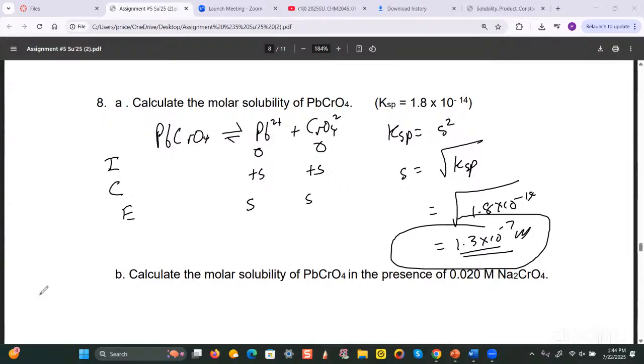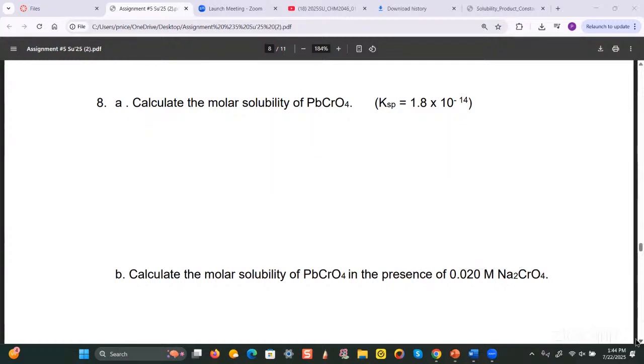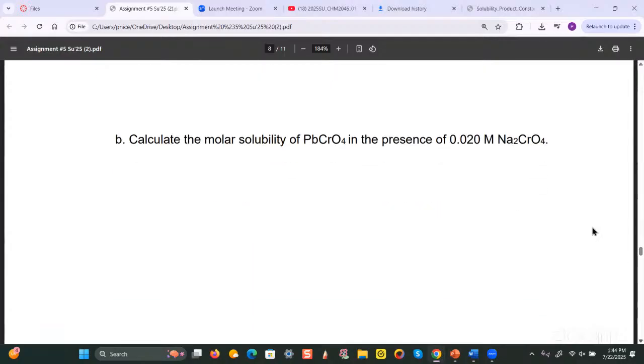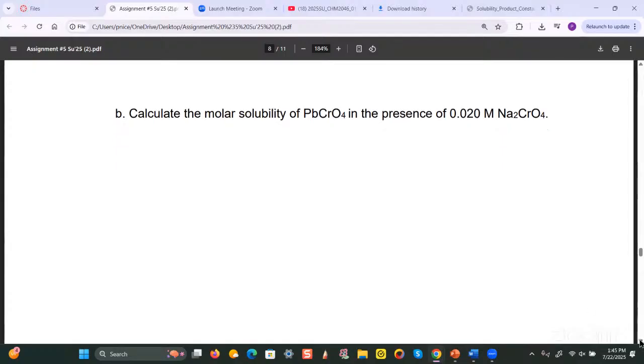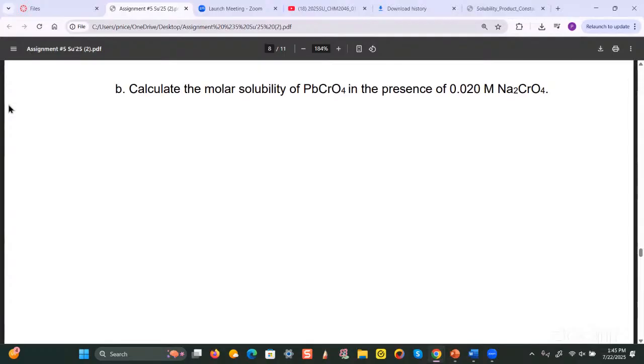sodium chromate. So there are two dissociations we have to consider. Let me clear this first. The first dissociation is the dissociation of the sodium chromate. Let me write down the equation for that. Na2CrO4 dissociates to form 2Na+ and CrO4 2-. Because the molarity of this to begin with is 0.020 M, the concentration of the chromate is also going to be 0.020 M.